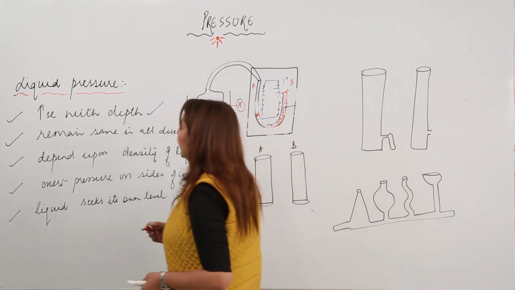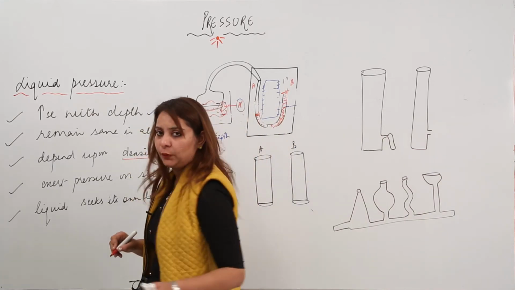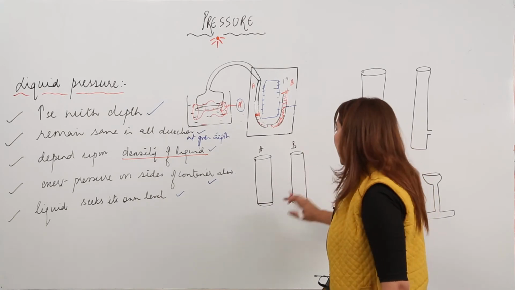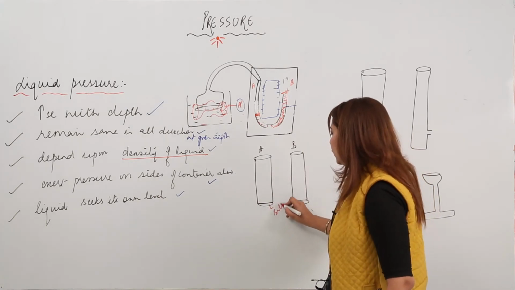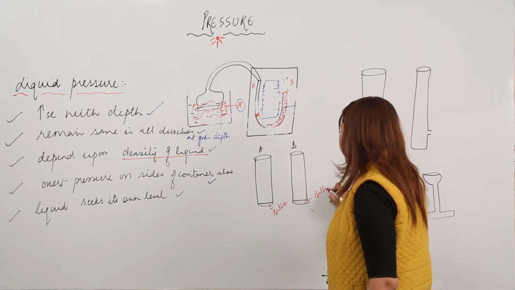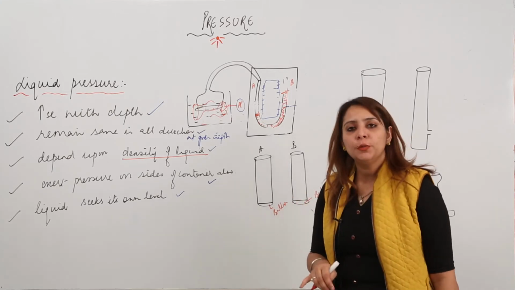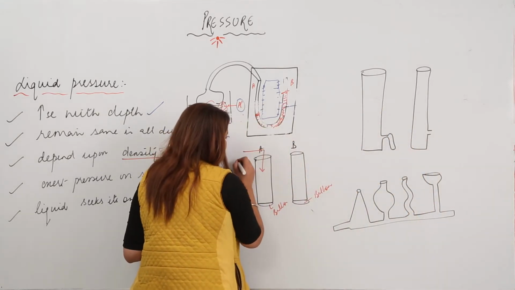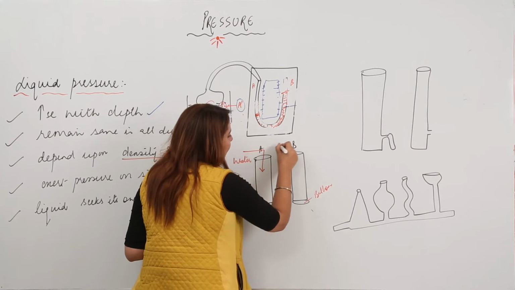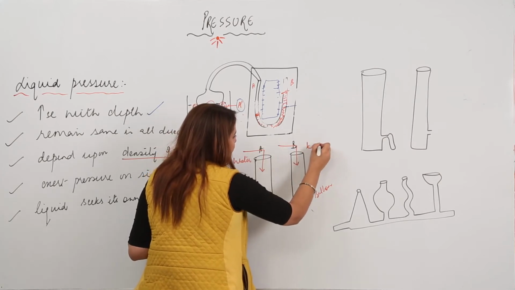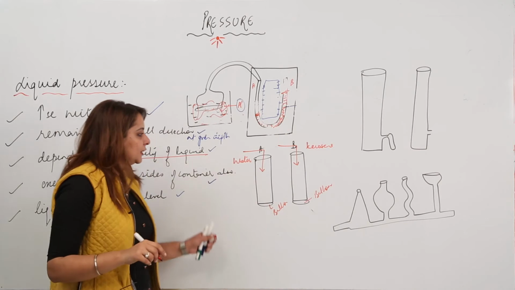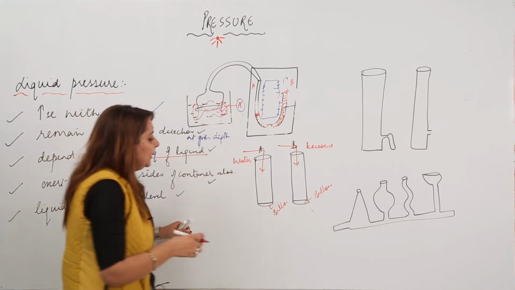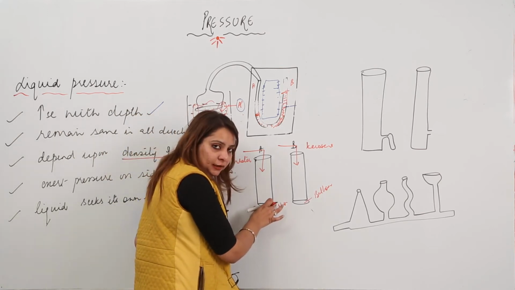Third is that liquid pressure depends upon the density of the liquid. To prove this, I have two tubes of the same size, and a balloon of the same size, everything the same, attached to the bottom of these two tubes. Now I am going to fill tube A with water, and tube B with kerosene. We have seen that when we put something into a tube, anything stretchable attached here bulges out.